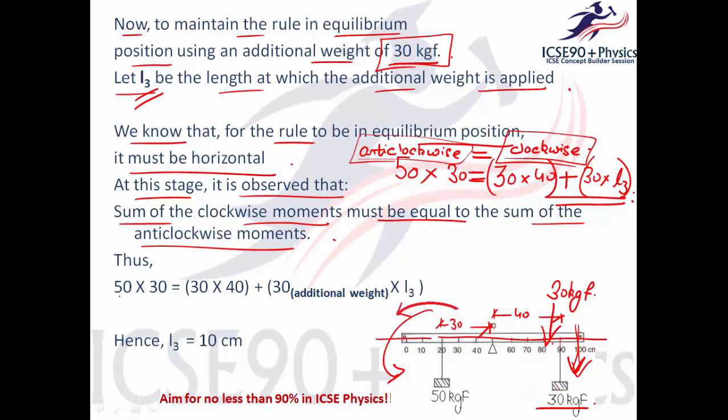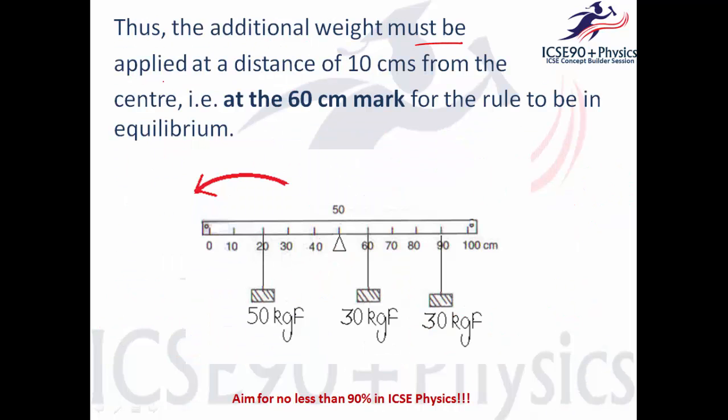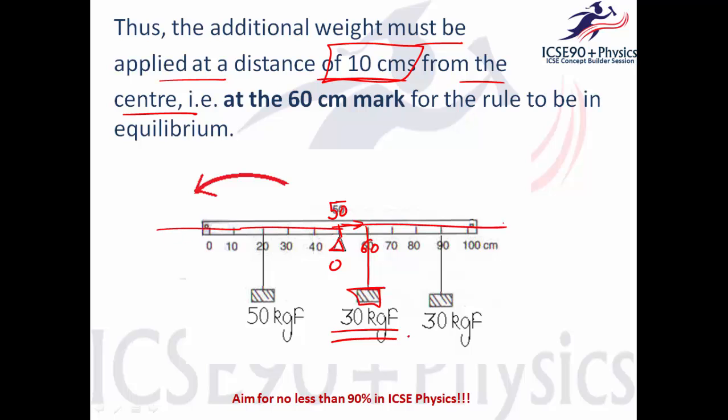So we get a simple equation, 50 into 30 is equal to 30 times 40 plus 30, that is the additional weight, times the length L3. As a result we get the length L3 to be 10 centimeters, and thus the additional weight must be applied at a distance of 10 centimeters from the center. The center we know is at O, which is at the 50 centimeter mark. So 50 plus 10, that means at the 60 centimeter mark we should have this additional weight of 30 kgf so as to bring the rule into an equilibrium position.